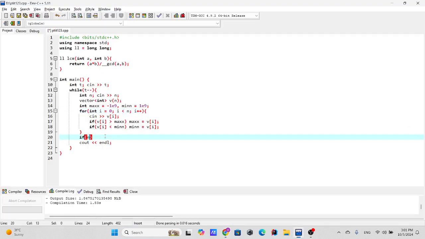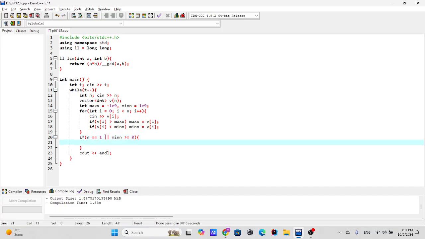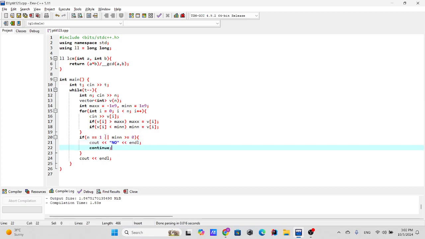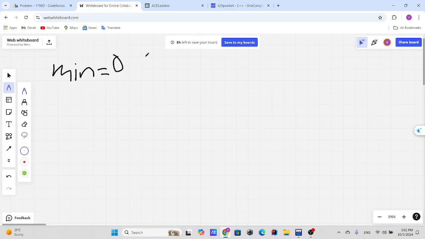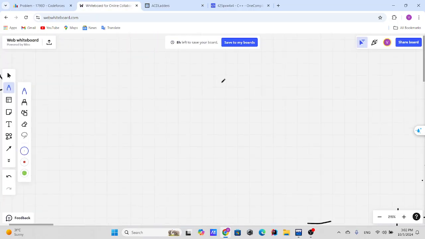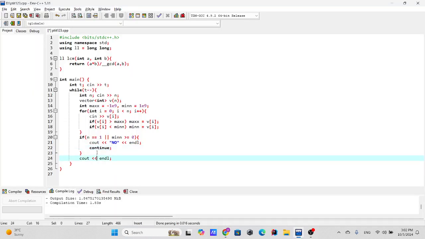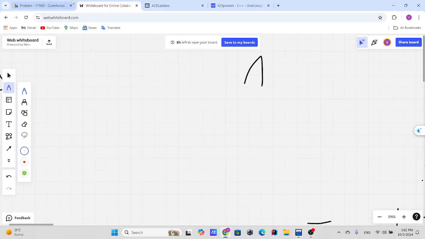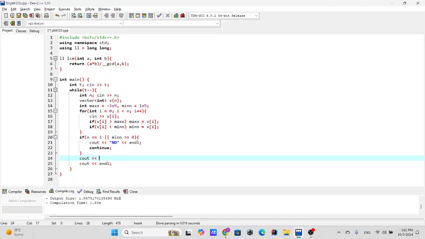Okay, if n is equal to 1 or min is bigger or equal to 0, then count no end line and continue. Right, that should be correct, yeah? Because, yeah, that's definitely not gonna work. Okay, or else what?